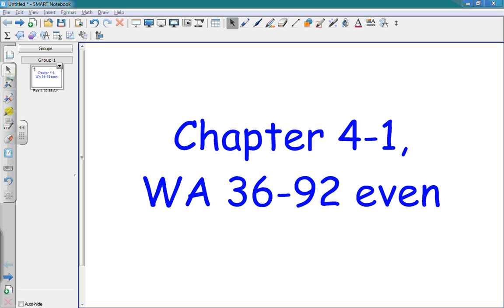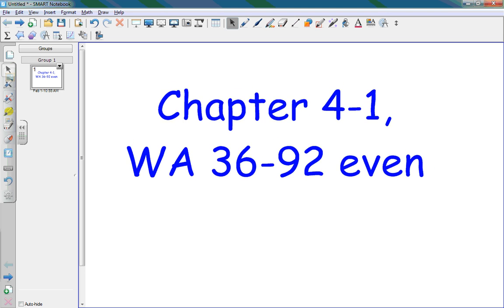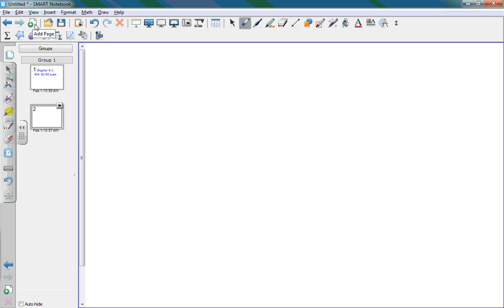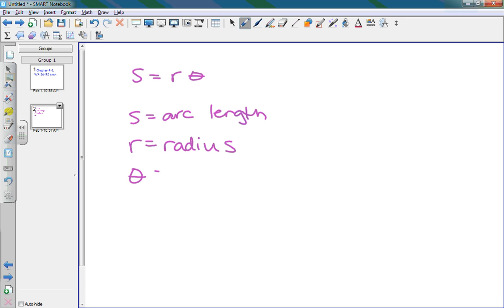Okay, the first thing you need to know. S is equal to R times theta. S is equal to your arc length. R is equal to your radius. And theta is equal to your central angle.